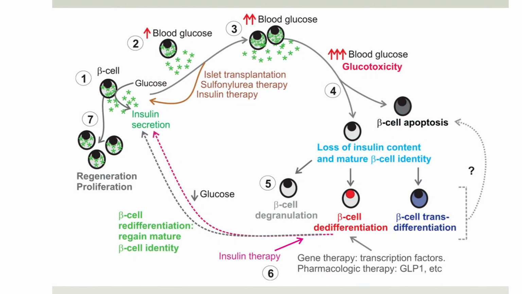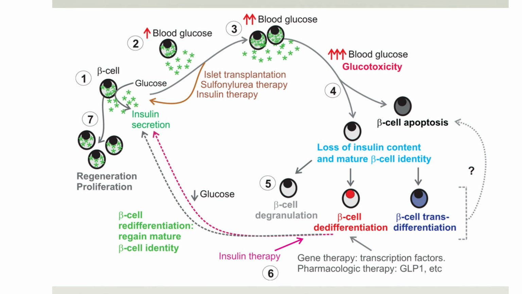Now when you look at the extended pathogenesis of diabetes, initially we thought of beta cell apoptosis, but there is another path where you have loss of insulin content and mature beta cell identity. So your beta cell could de-differentiate, or your beta cell could have trans-differentiated to alpha cells or delta cells, or beta cells could have just degranulated, lost their identity and simplicity.